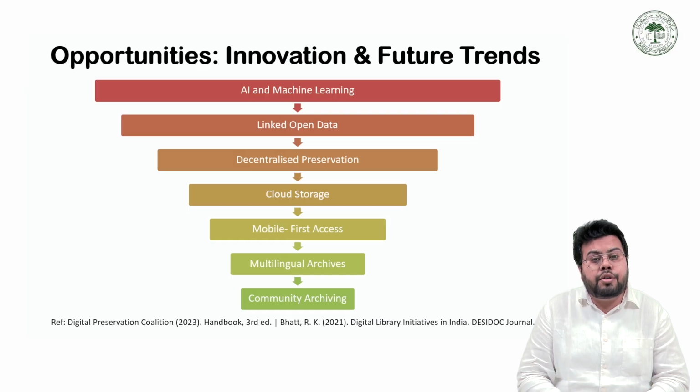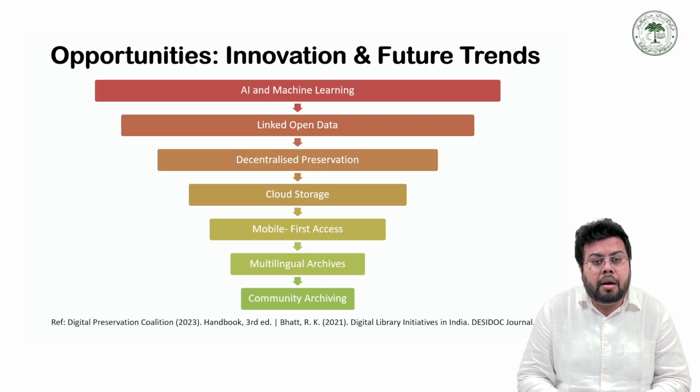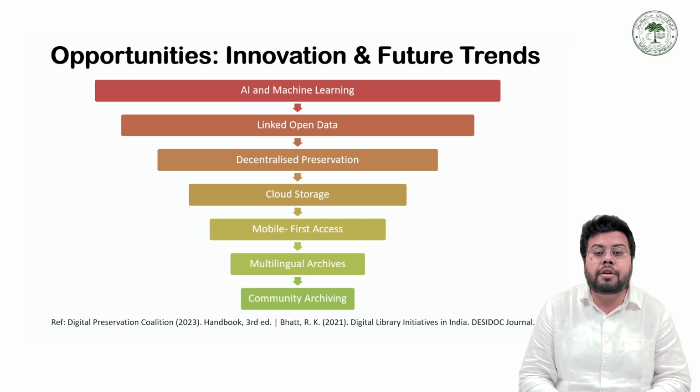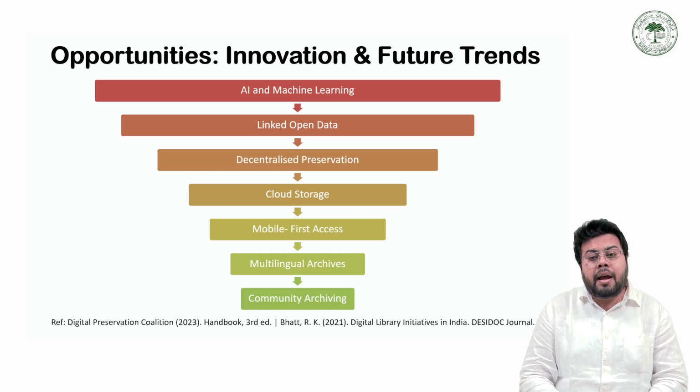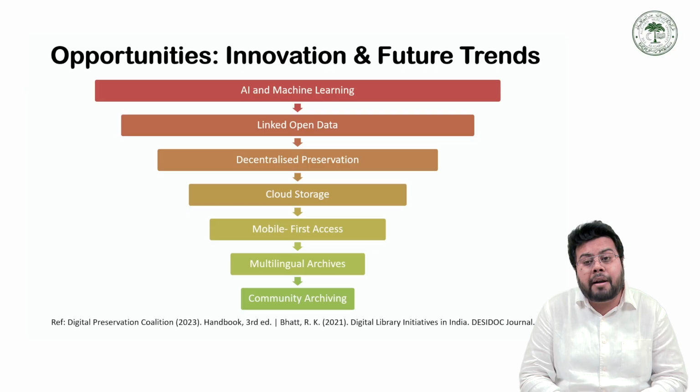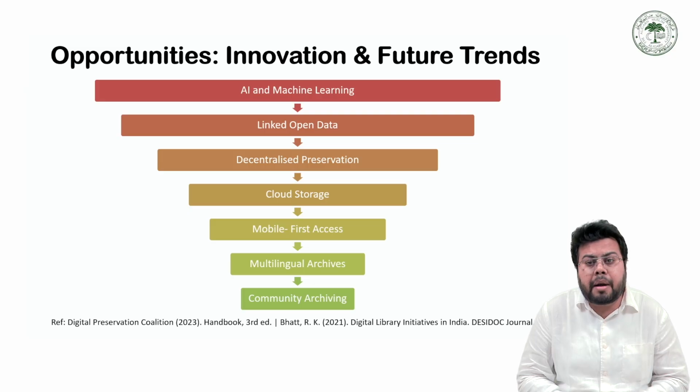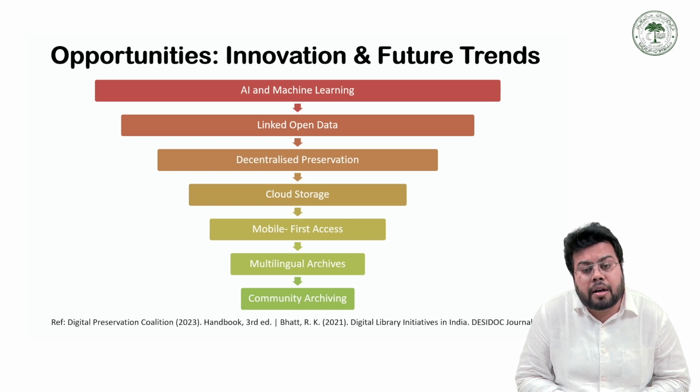Now, what are the innovations, or what is the scope of digital archiving, and what are the future trends? Now, AI and machine learning, automated transcription, entity recognition and semantic search unlock hidden patterns in large collections. The second one is linked open data. It simply connects archives through shared ontologies, and it enables cross-collection queries and knowledge graph construction.